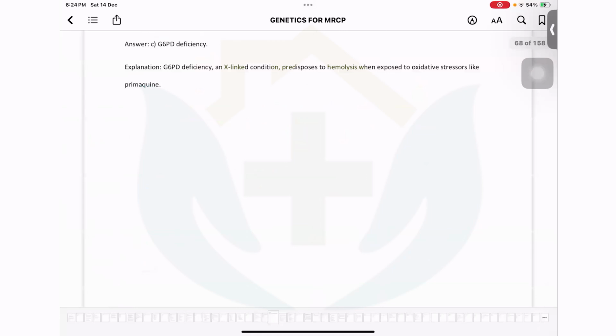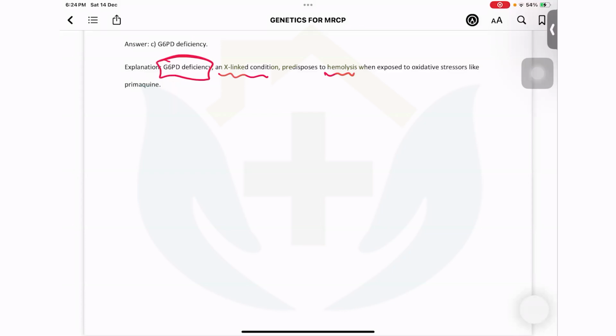So how will you diagnose G6PD deficiency? Any idea? Any person who can give me a response on that? How do you work up a patient of G6PD deficiency? Somebody tells you, I think this patient has G6PD deficiency. What are you going to do? G6PD is an X-linked condition, predisposes to hemolysis when exposed to oxidative stressors like Primaquine. So when I say hemolysis, tell me what are the diagnostic tests for identifying hemolysis?